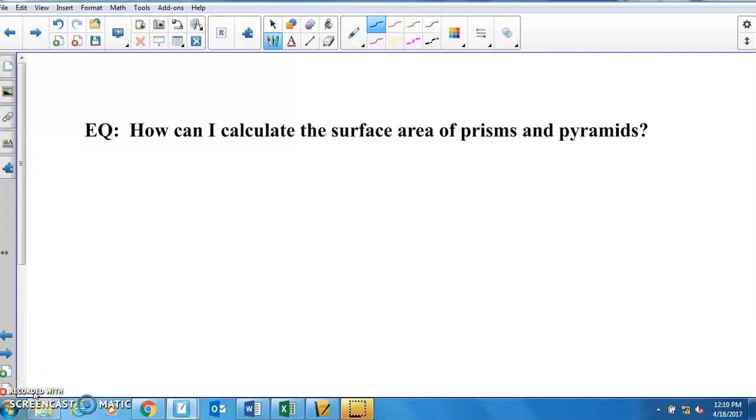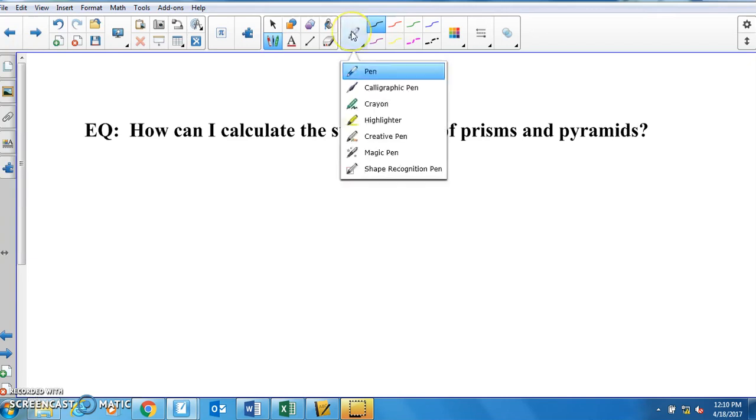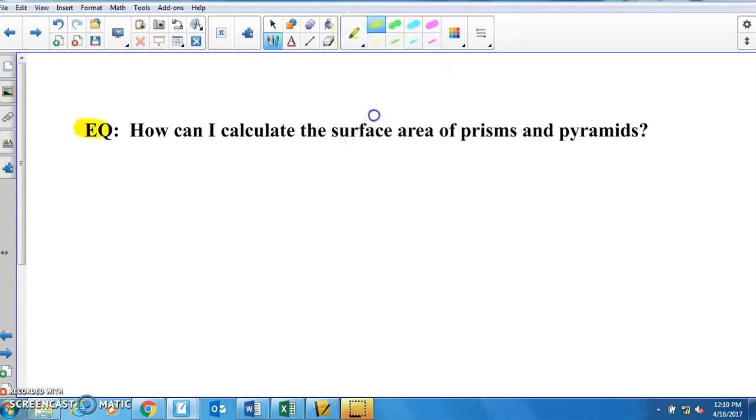All right, welcome back. We're going to continue with our lessons on surface area. You should have already seen the videos that deal with surface area of rectangular prisms and triangular prisms. Now we're just going to continue that. So our central question is, how can I calculate the surface area of prisms and pyramids? Please copy this essential question down in your notes.